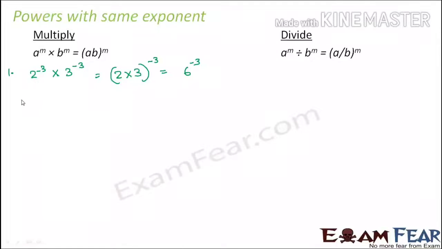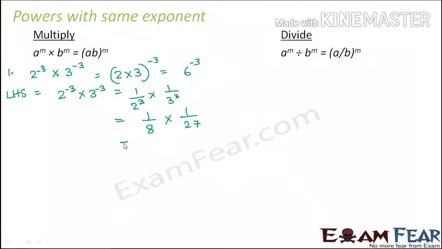Now how do we know this is true? Let's verify. So left hand side is 2^-3 into 3^-3, which can be written as 1 by 2^3 into 1 by 3^3. So 2^3 would be 8 and 3^3 would be 27. So 1 by 8 into 1 by 27, which can be written as 1 by 216, and 216 can be written as 6 into 6 into 6, that is 6 cube. So 1 by 6 cube can be written as 6^-3, and that's the right hand side. So this is also verified.